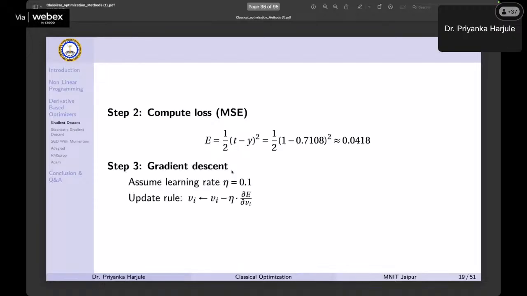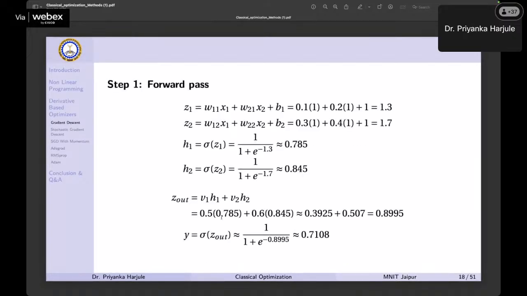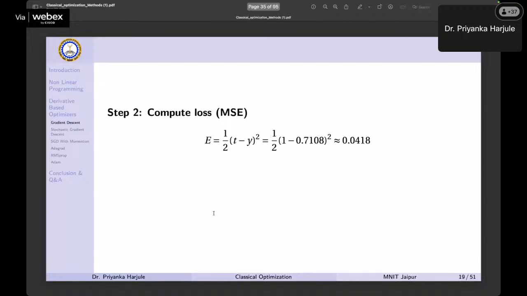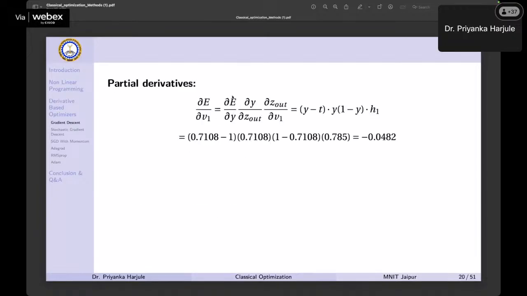Our error is t minus y the whole square. So gradient is basically the partial derivative. So delta e upon delta v1, first we will do with respect to v1. Y is dependent on z output, and z output is dependent on v1. So we will have three terms in the chain rule. That will be the partial derivative of e with respect to y, partial derivative of y with respect to z out, and partial derivative of z out with respect to v1.